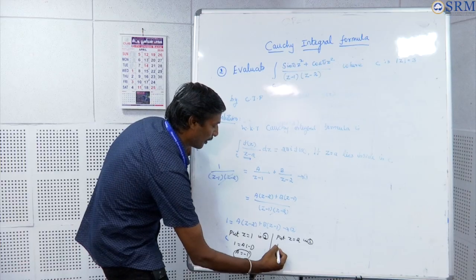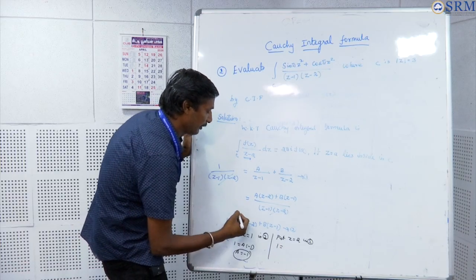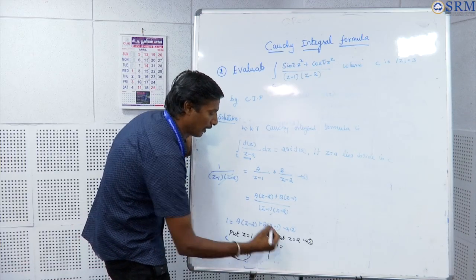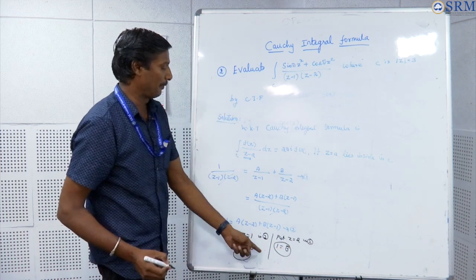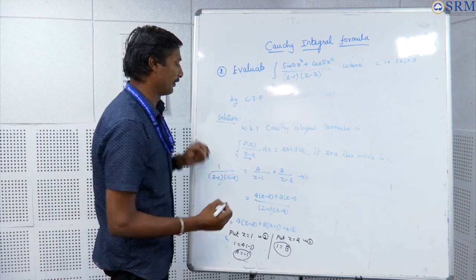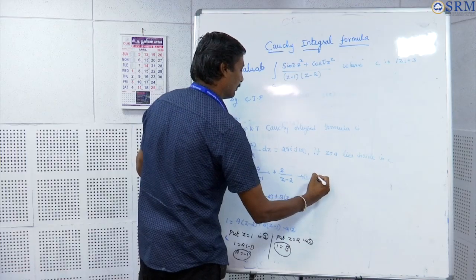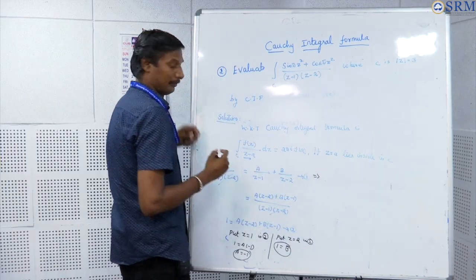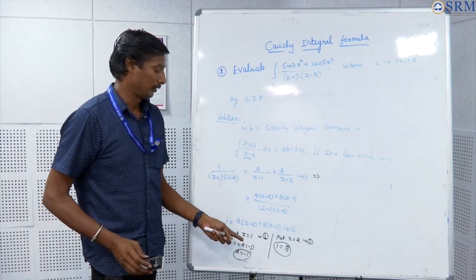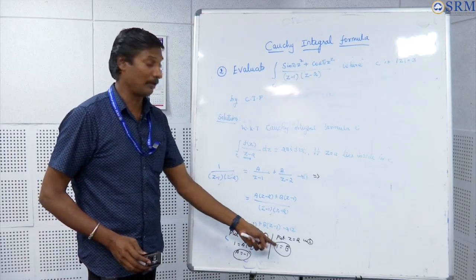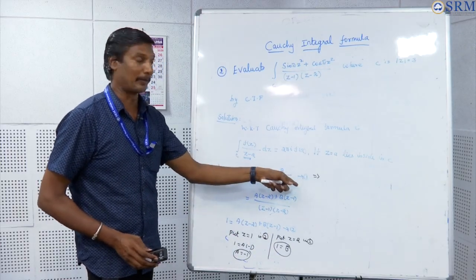I am getting 1 is equal to A is 2 minus 2, 0. I am getting B, so B equal to 1. So the A value and B value we are going to substitute in equation number 1.